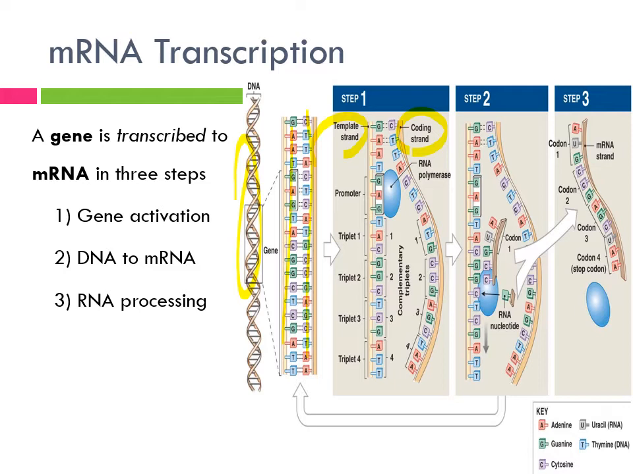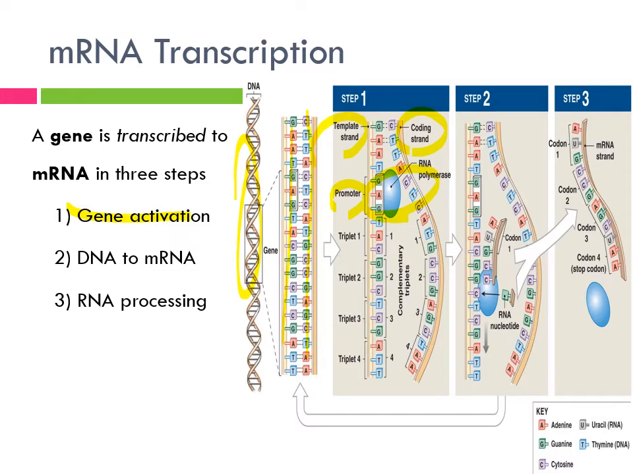So the first thing that happens is gene activation. And gene activation occurs when this protein, RNA polymerase, which is an enzyme, is going to separate the 2 strands, the coding strand and the template strand, at what's called the promoter gene. So the promoter gene is the first gene that starts the signal to say this is the instructions for this protein.